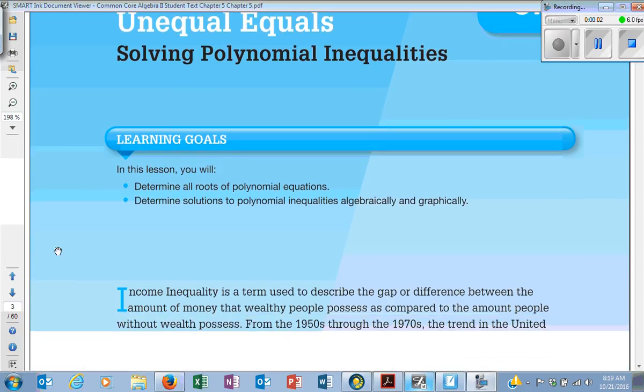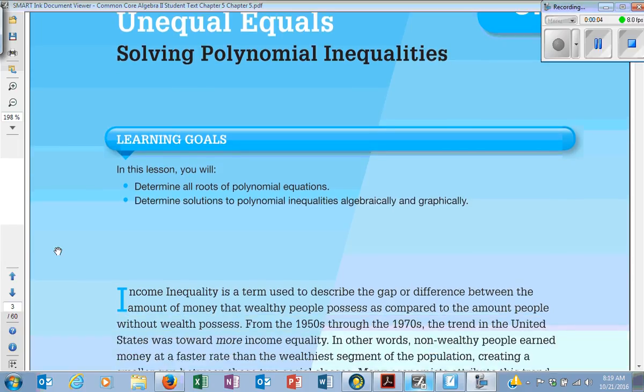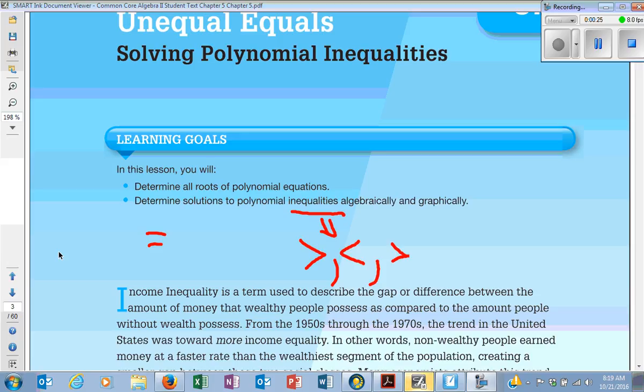So chapter 5. First off, tell me what you know about inequalities. Anyone know anything about inequalities? Yeah. So inequalities, the difference from what we've been dealing with first is that these are equal, and these are greater than, less than, greater than or equal to, less than or equal to.